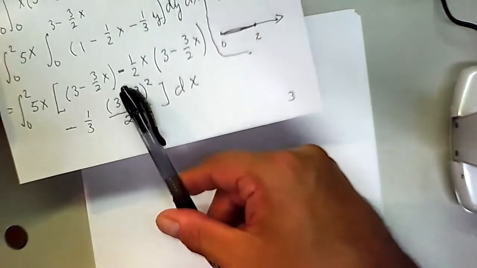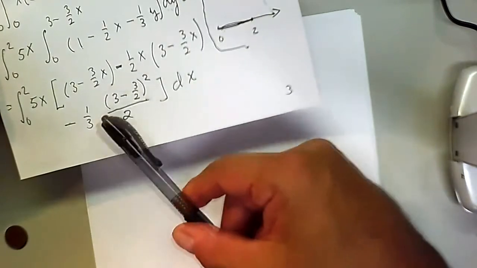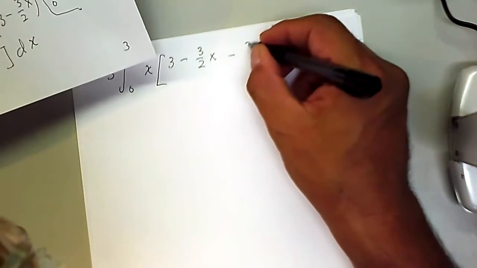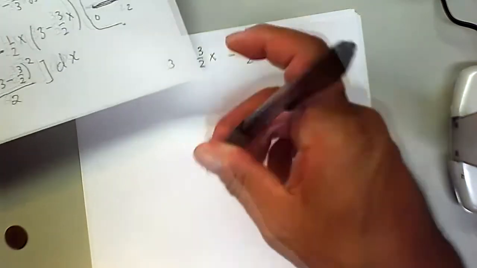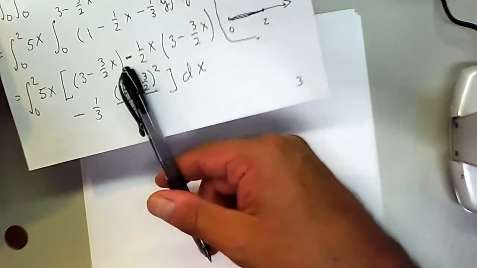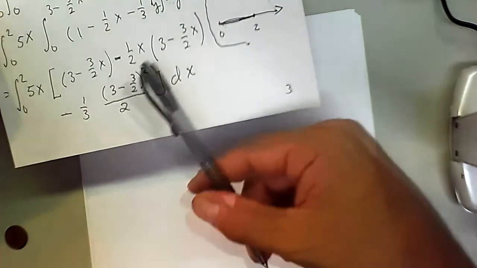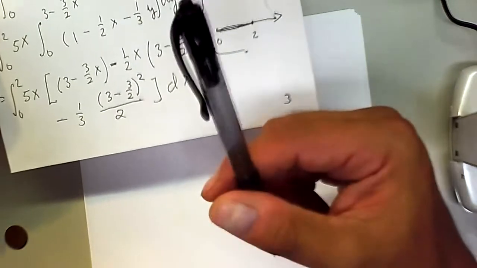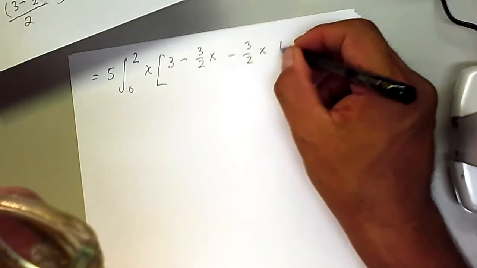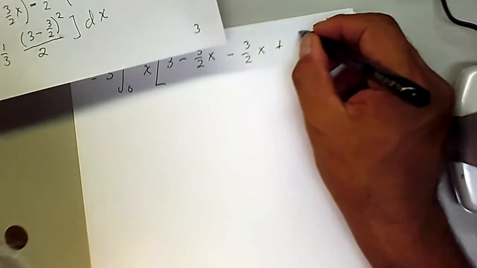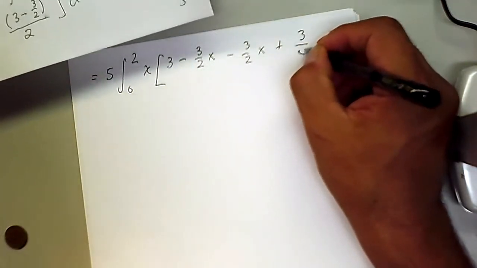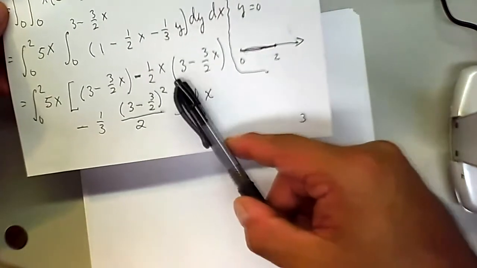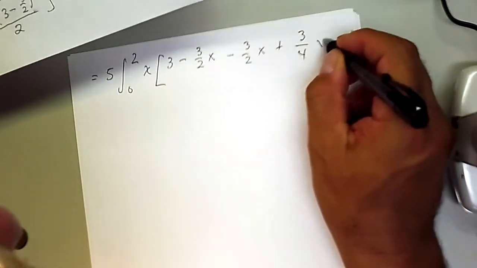So then we have minus half x times 3. That is going to be negative 3 over 2x minus 3 over 2x. And then we have a double negative, so that is plus 3 over 4 x squared, plus 3 over 4, negative and negative. 1 times 3 is 3, 2 times 2 is 4, x times x, x squared.